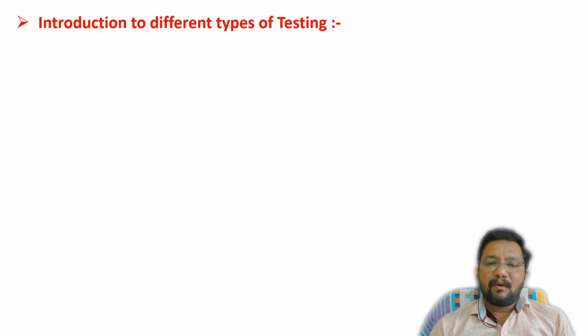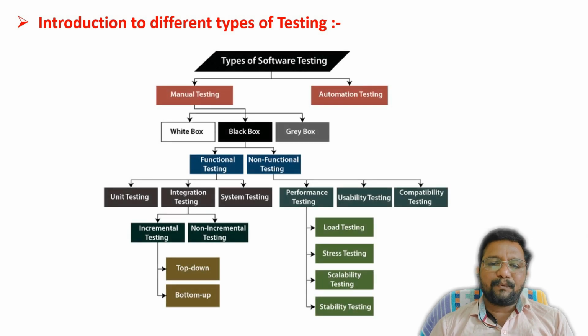Now, this is a flow chart for different types of software testing, friends. There are 2 modes of software testing, which we already discussed in the beginning of this video and in the previous video: manual testing and automation testing. Manual testing is divided into 3 categories: white box, black box and gray box.